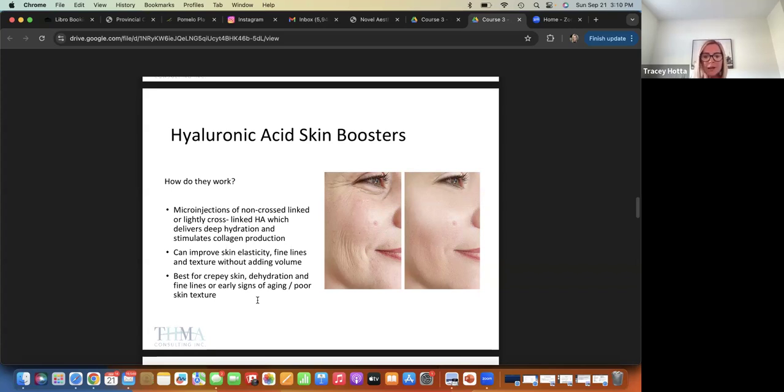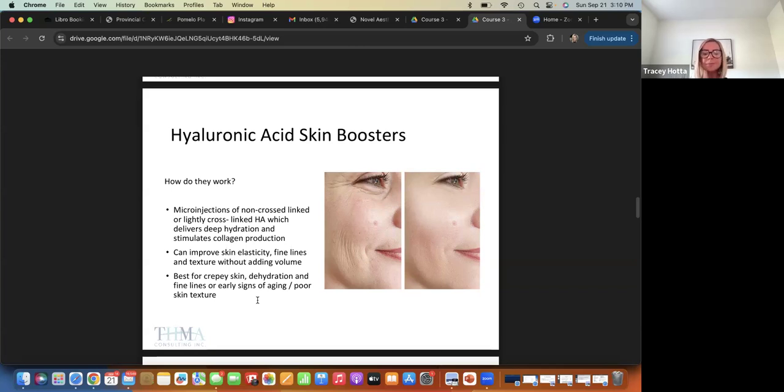It can improve skin elasticity, fine lines, and texture without adding volume. So it's a really, really nice treatment to add hydration and give a beautiful little glow to the skin. And nobody would ever know they had anything done. They still look like them, but little fine lines, wrinkles are improved, and also their skin just looks better.